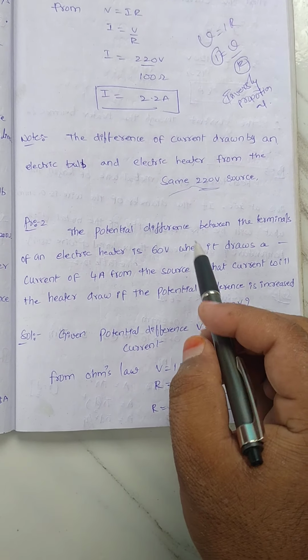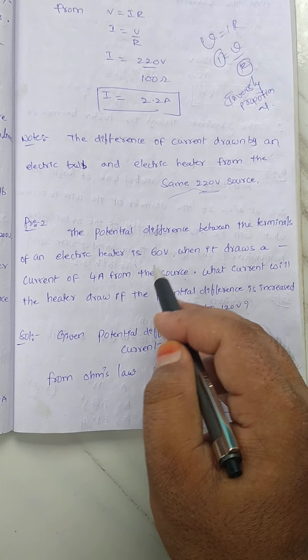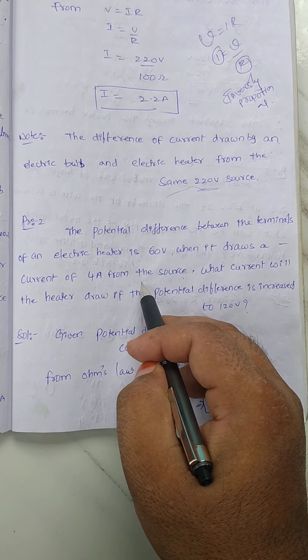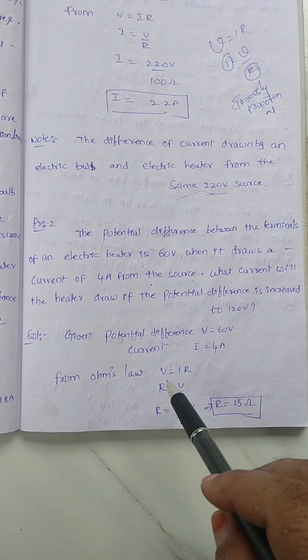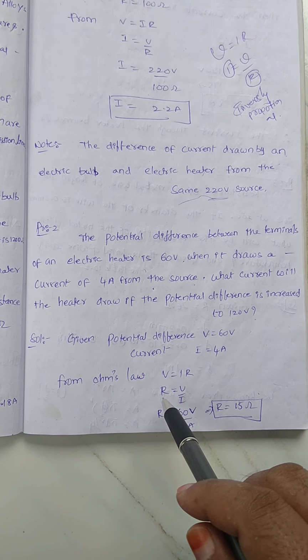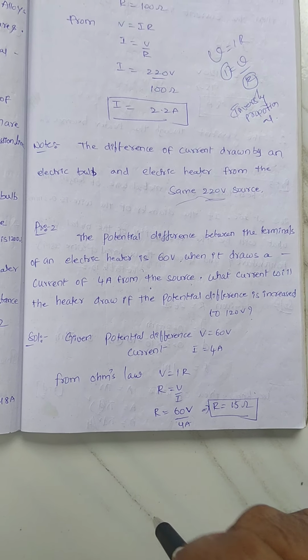So in the first part of the problem, they gave the potential difference and current. From that we can calculate resistance. First we want to calculate that. They gave V equal to 60 volt, I equal to 4 A. Then from Ohm's law, V equal to IR, so R equal to V by I. Then R equal to 60 volt by 4 ampere. Then R equal to 15 ohm.